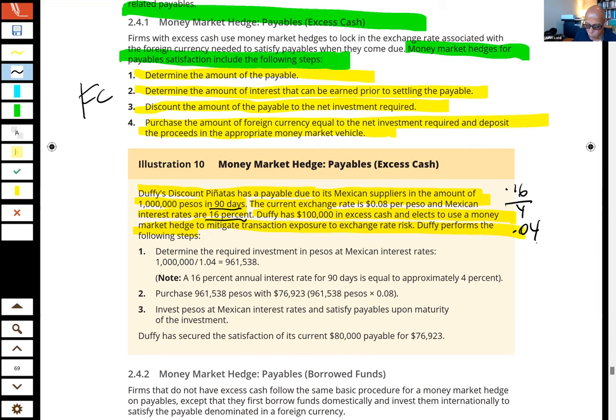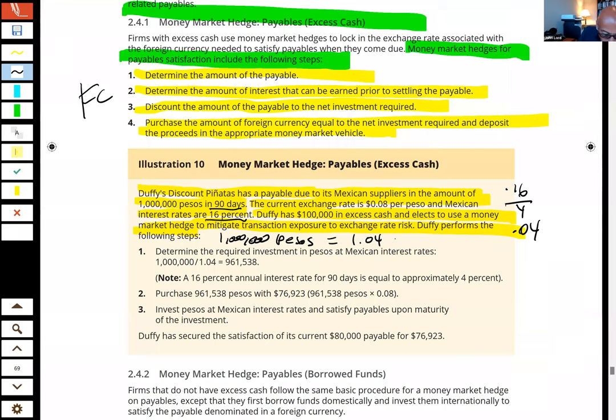Now, what they want to know is how many dollars you have to invest now to have the pesos that you need later on to pay this off, holding it at essentially 1,000,000 pesos. So in the way we're going to set this up, I'm just going to write it over here. If you want to have 1,000,000 pesos, I don't know what the symbol is for pesos, then if the interest rates are 4%, you're going to have what?